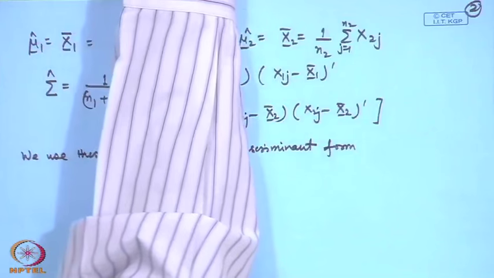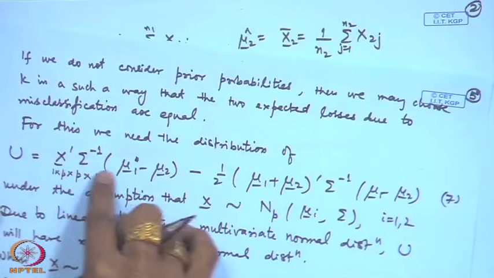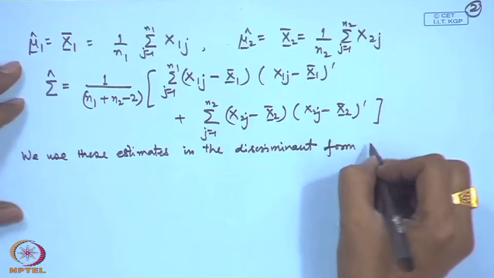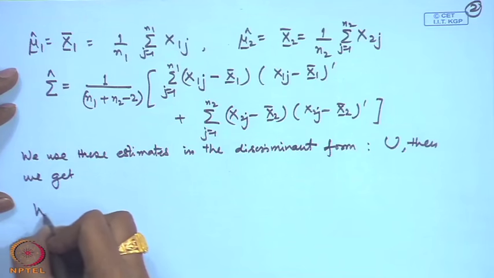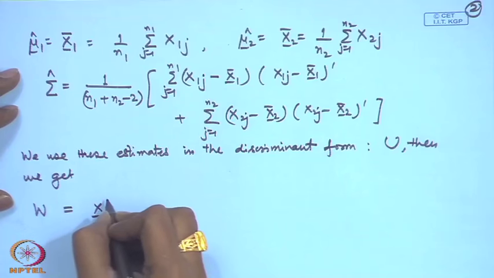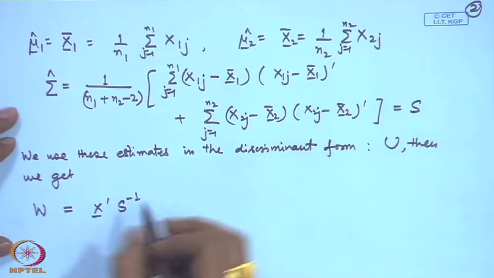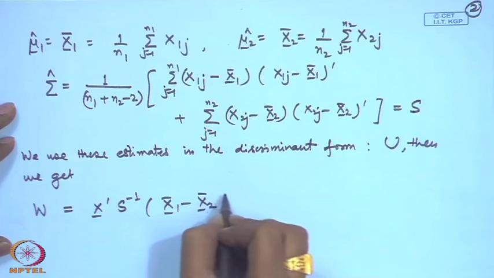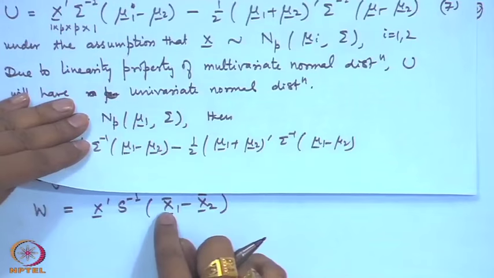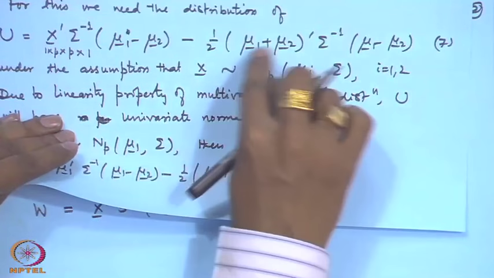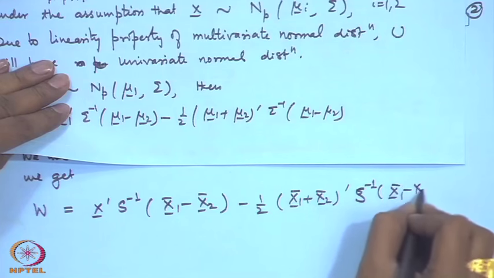In fact, you can look at the definition of U which I gave here, which was basically the left hand side of this rule, that is this particular term. So this U can be considered as, then we get, let us call it W. So W is equal to x prime S inverse, this term I call S, (x 1 bar minus x 2 bar). You can match here term by term: x prime, this I am substituting S, then mu 1 minus mu 2 I am writing as x 1 bar minus x 2 bar, minus half, this is mu 1 plus mu 2, so this will become (x 1 bar plus x 2 bar) prime and S inverse (x 1 bar minus x 2 bar).